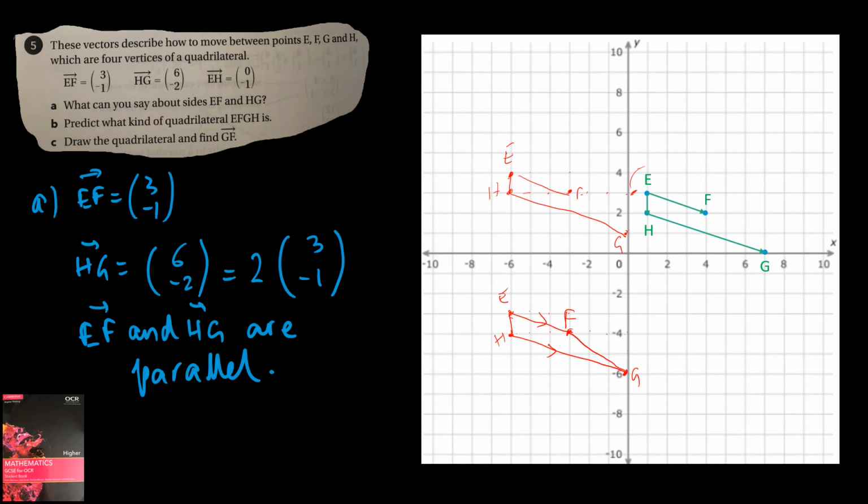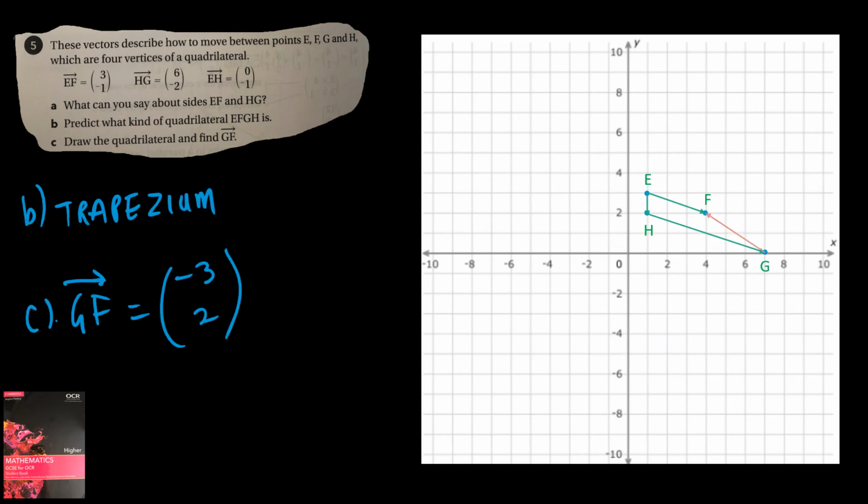To find the vector, you have to see how you will travel to F. You have to travel 1, 2, and then 2 up, 1, 2, 3, so (-3, 2). Okay, and that's what I do here. So you can see that GF is (-3, 2). Okay, so that's question number 5 done.